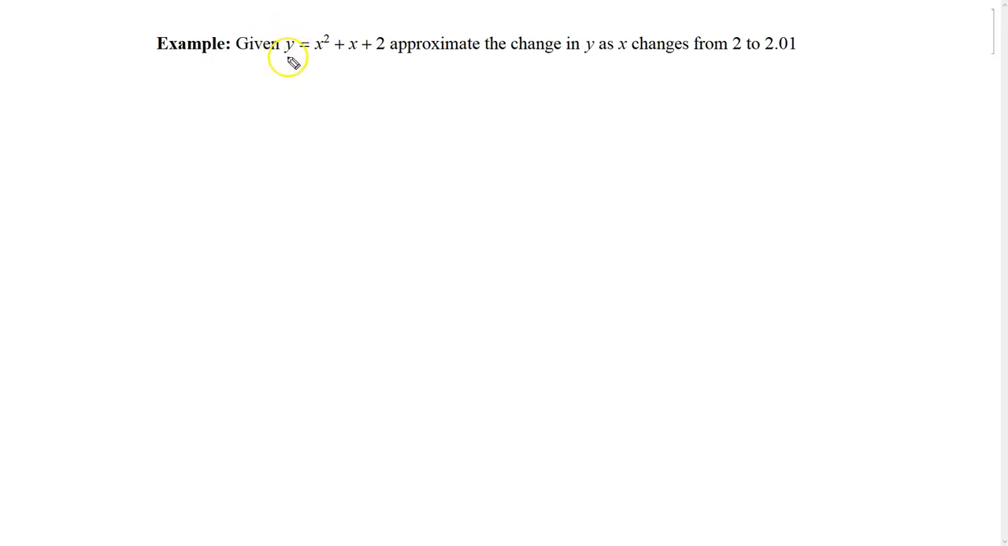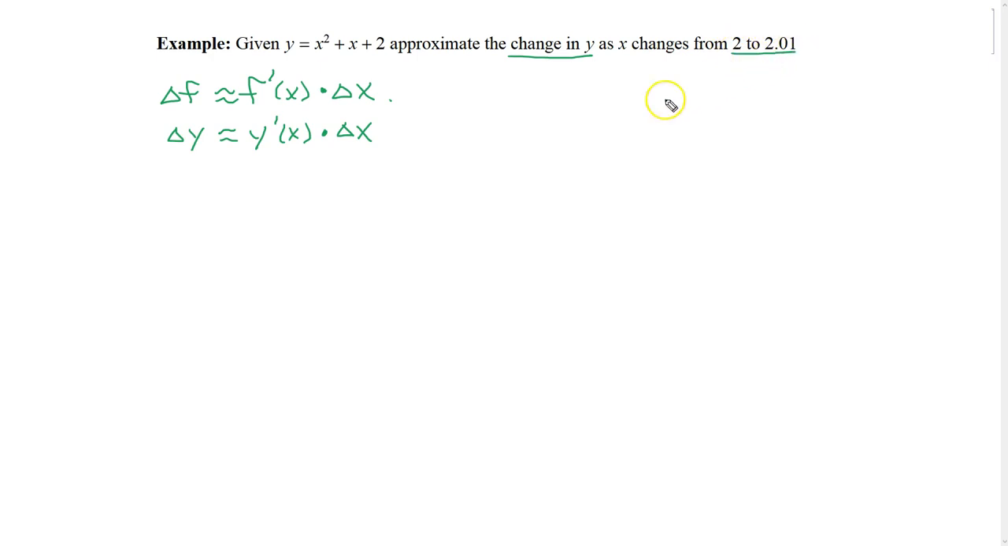For this example, we're given the function y equals x squared plus x plus 2, and we want to approximate the change in y as x changes from 2 to 2.01. So we're going to use this formula. Now we don't have an f up here, we have a y instead. Well, this is just equivalent to, so we just replace the letter f with the letter y.